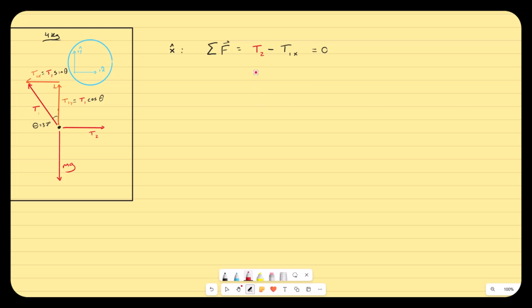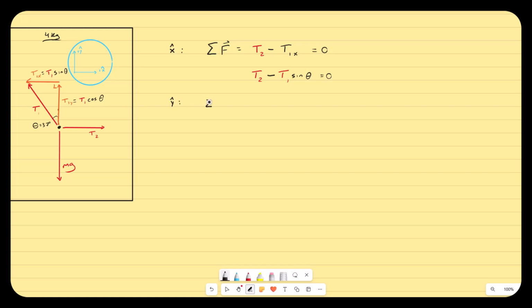I can put in a little bit more detail because I know my T1x. T2 minus T1 sine theta equals 0. Great, but I don't know T2 or T1, so this is an equation that has two unknowns. Now I'm going to look in my y direction, see what I can do there.